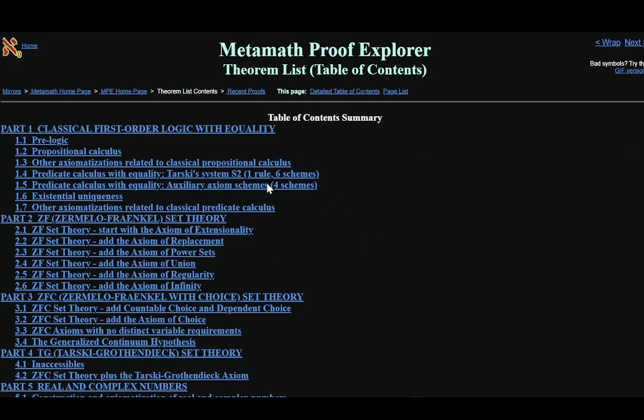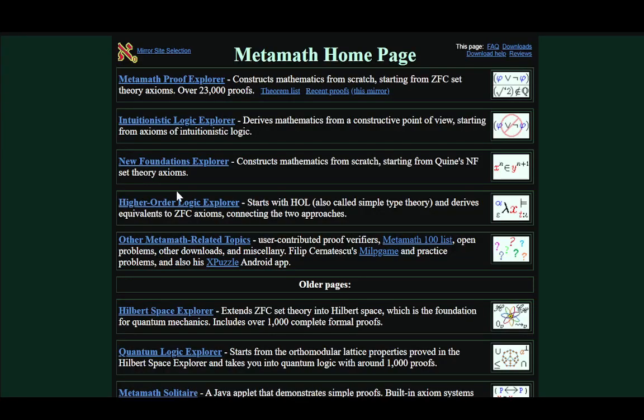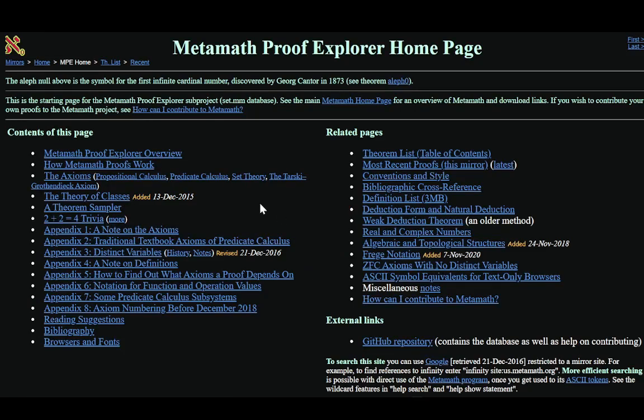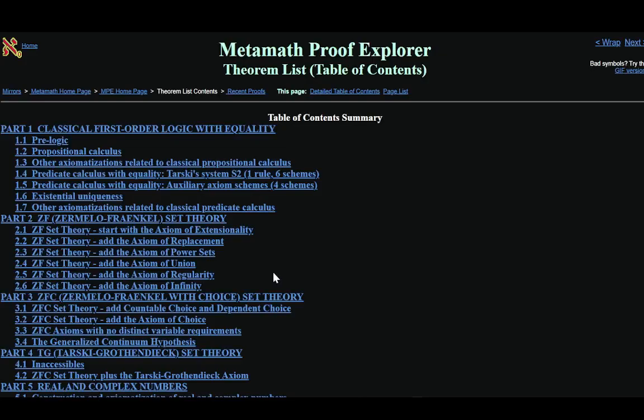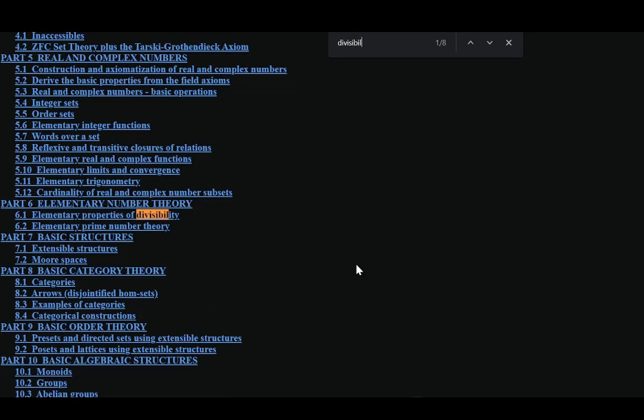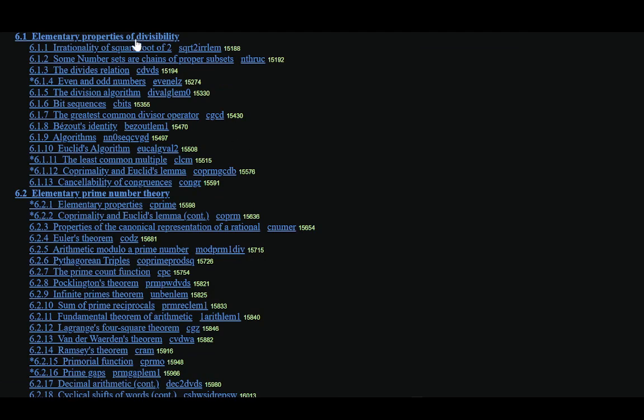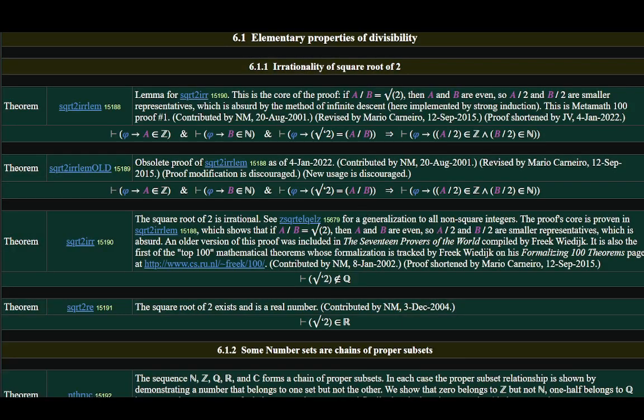So one way of starting with this is to go to metamath. You can start off on the main website, us.metamath.org, and then have a look at the proof explorer, and then have a look at the theorem list. And here we go. So let's have a search for divisibility, elementary properties of divisibility. So that's pretty good. So let's have a look in that section. So here are some proofs.